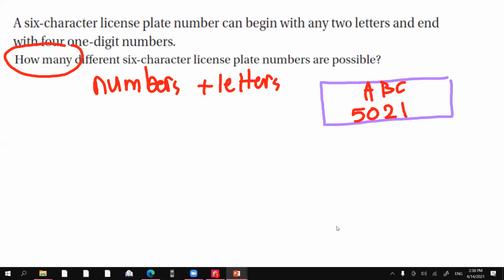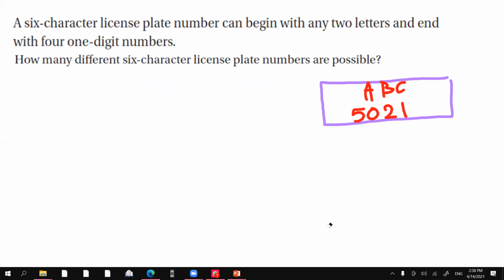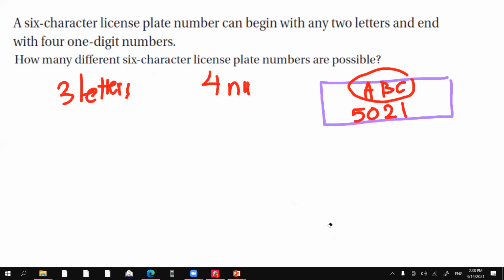What does it mean here? It means when I want to find, here we have 3 letters and 4 numbers. For the 3 letters, if you want to choose letter A, how many choices do we have? How many letters in English do we have? Teacher, maybe 26.